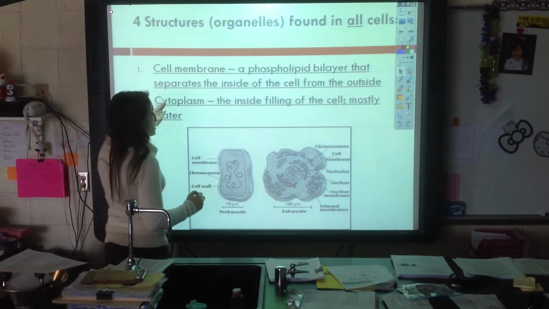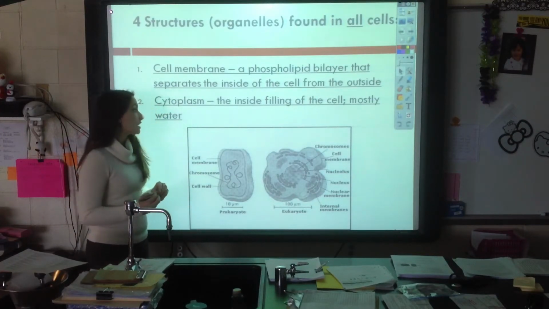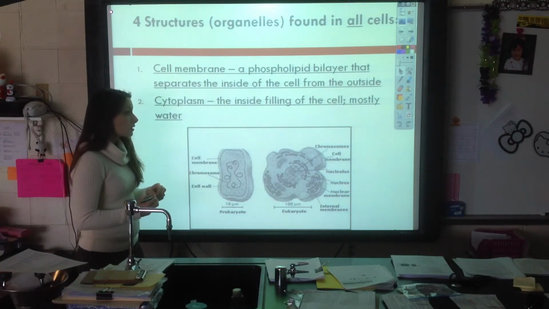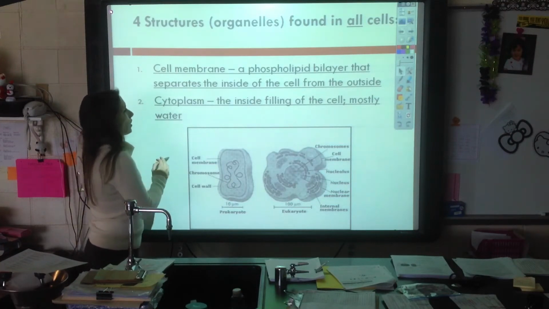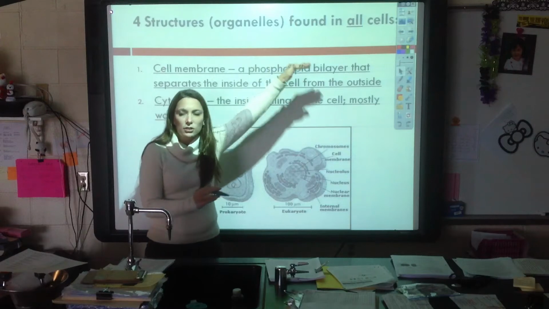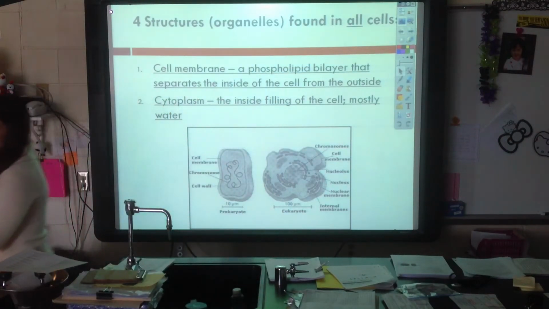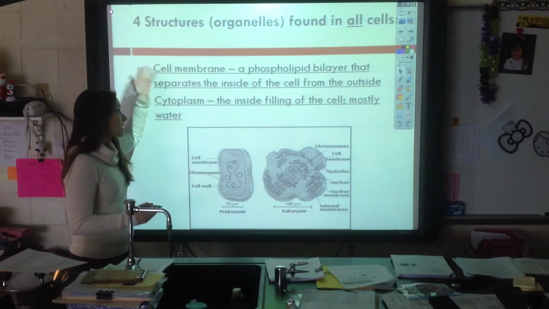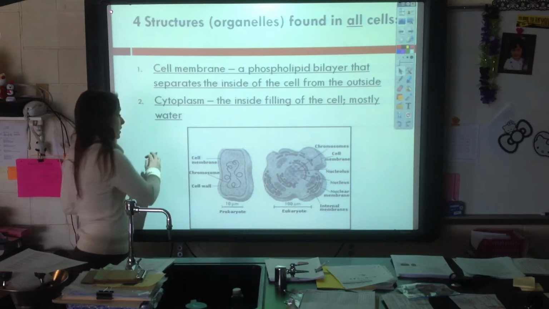The cytoplasm is the inside filling of the cell. It's actually mostly water. Now, what are we actually talking about? Let's go back to the title here. The title says, 4 structures or organelles found in all cells. So we have 2 here. The cell membrane is found in all cells. The cytoplasm is found in all cells.